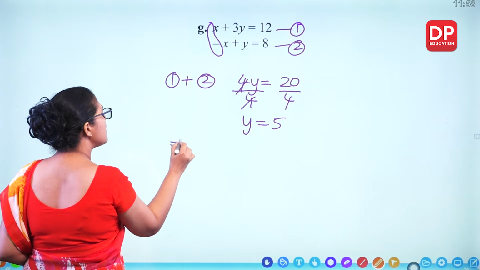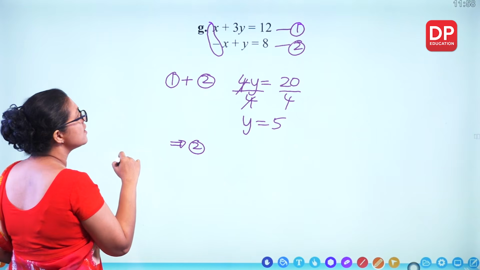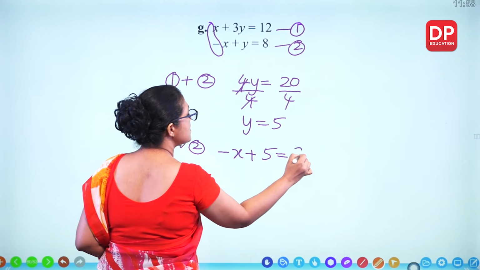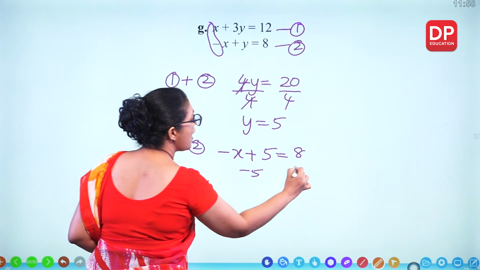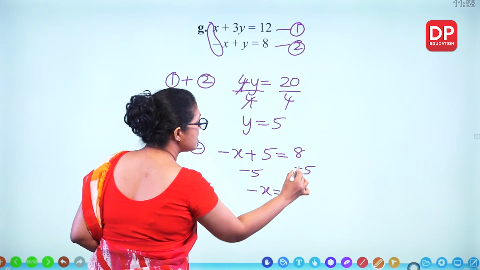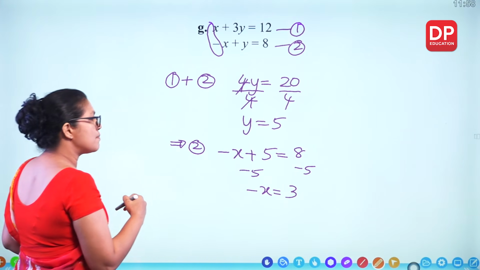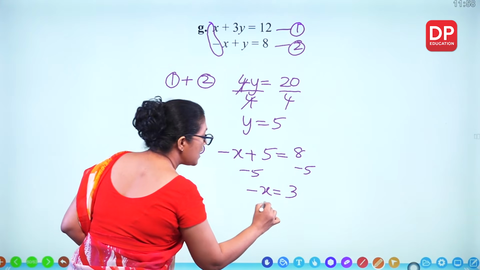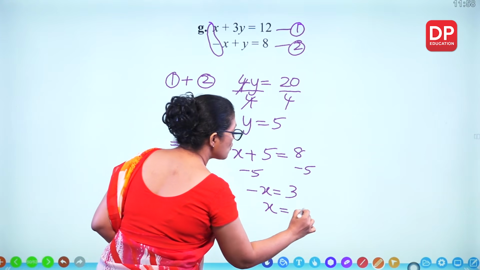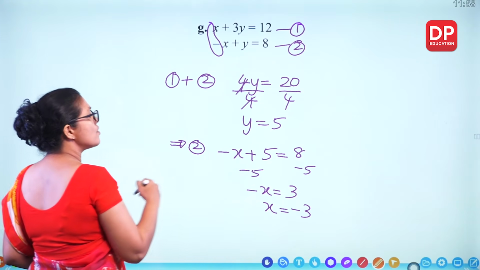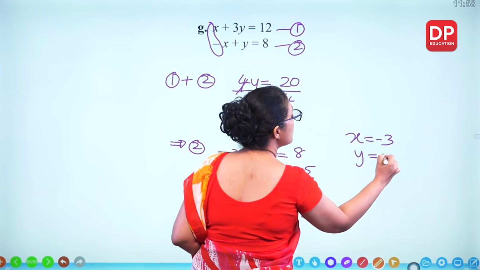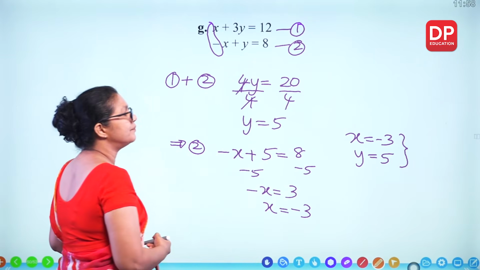Now take the second equation and substitute. Minus x plus 5 equals 8. Subtract 5 from both sides, you get minus x equals 8 minus 5, 3. So what's the x value? You have to multiply by minus 1, so you get minus 3. So x equals minus 3 and y equals 5.